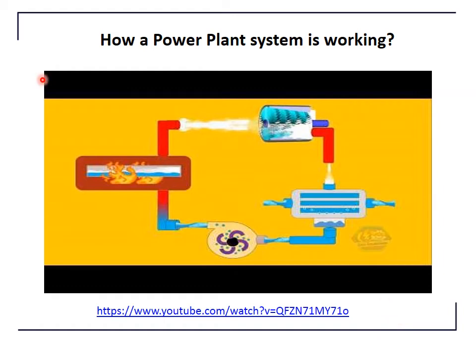This is a general, very simplified schematic of how a power plant system looks. Basically, you can see we have 4 components here: a boiler, a turbine, a condenser, and a water pump. In the following slides, I'm going to explain all these 4 components, and how I'm going to use the steady flow energy equation for each of these devices.